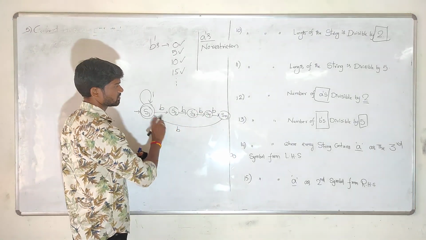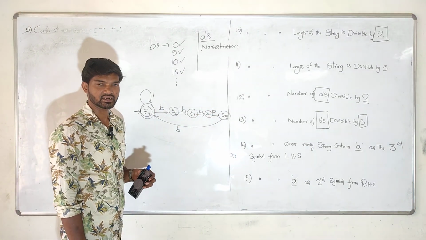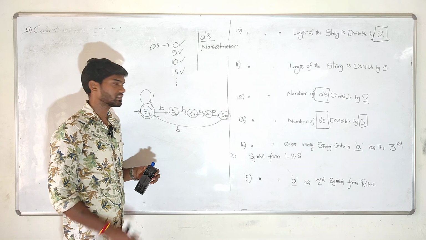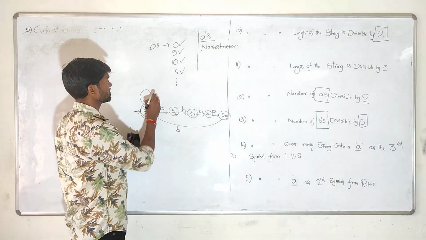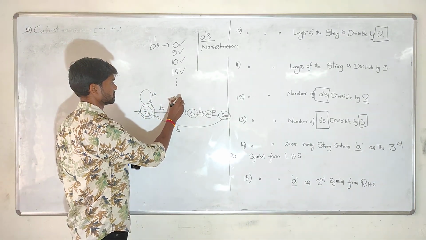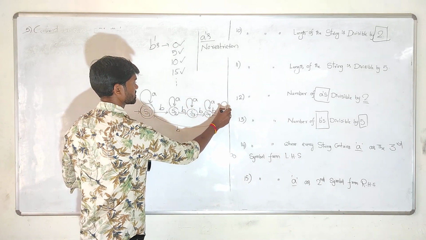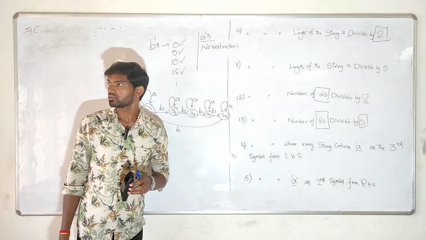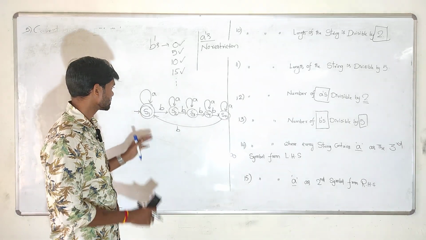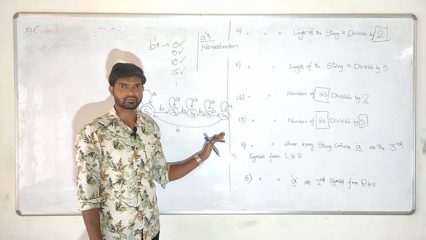So like this, 0 number of B's, 10 number of B's, 20 number of B's, 25, 30, like this. And there is no restriction on A, which means any number of A's can come, okay for us. There is no restriction on the number of A's. So this always contains 5 states only.